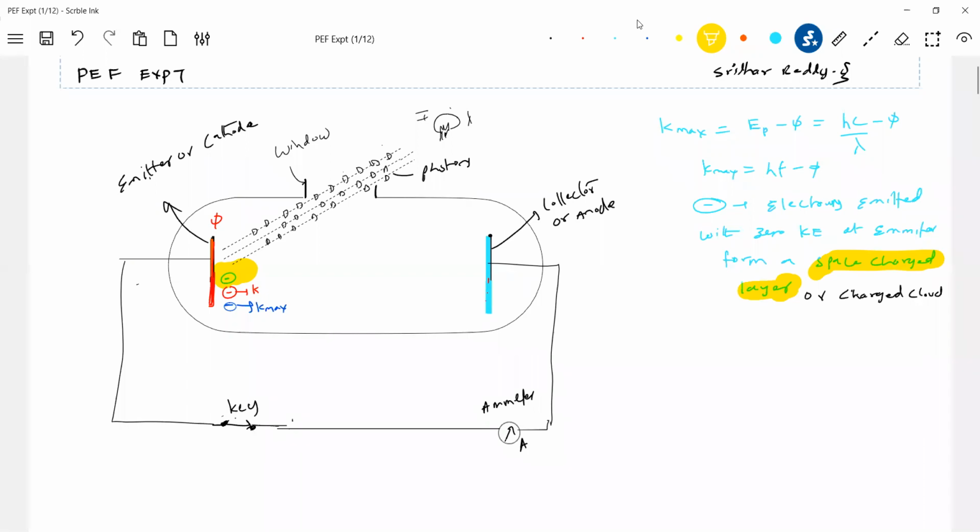What will happen to the maximum kinetic energy electron? Because of kinetic energy, it starts moving. So it will go and be collected by the anode, and this same electron now starts flowing here. Is it justified? This electron will start moving. Here it was having maximum kinetic energy. What about here? It's a wire, no? Iron or copper wire.